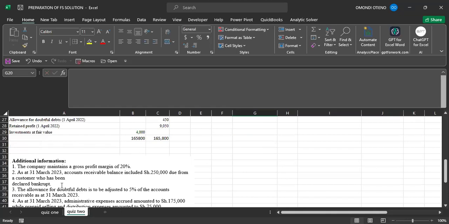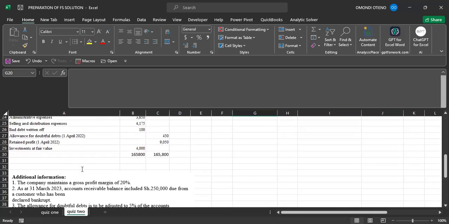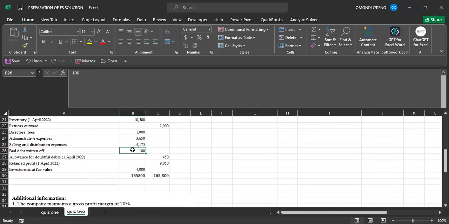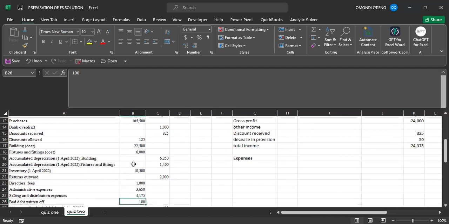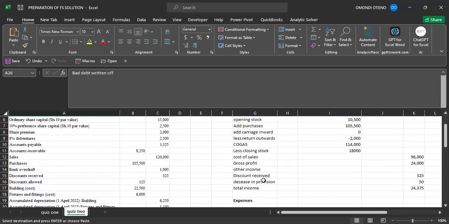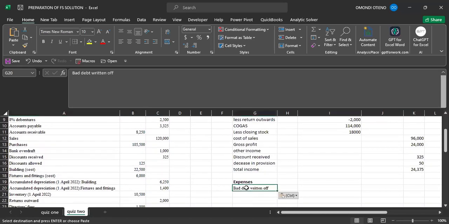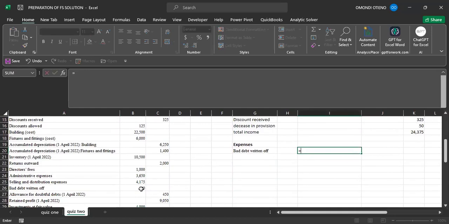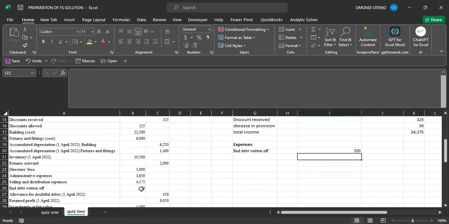who has been declared bankrupt. So bad debts written off, which is an expense, we already have 100 here, right? And we are adding 250 at the end of the year, which was still part of this 8250. So it means our new bad debts written off itakuwa ngapi? The existing 100 plus 250 from accounts receivable.